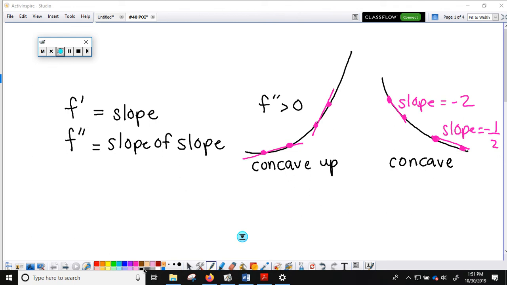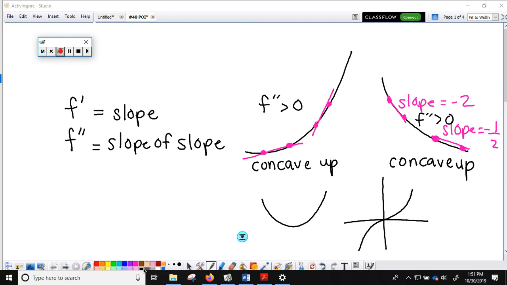So this graph would also be concave up. F double prime would be greater than 0. And you can tell a graph is concave up. It's kind of like the inside of a bowl that opens up. A parabola that opens up is concave up. Any time you have a curve, like an x cubed graph, this part of the graph is concave up, since the graph is opening up. The left-hand side of this graph is concave down.